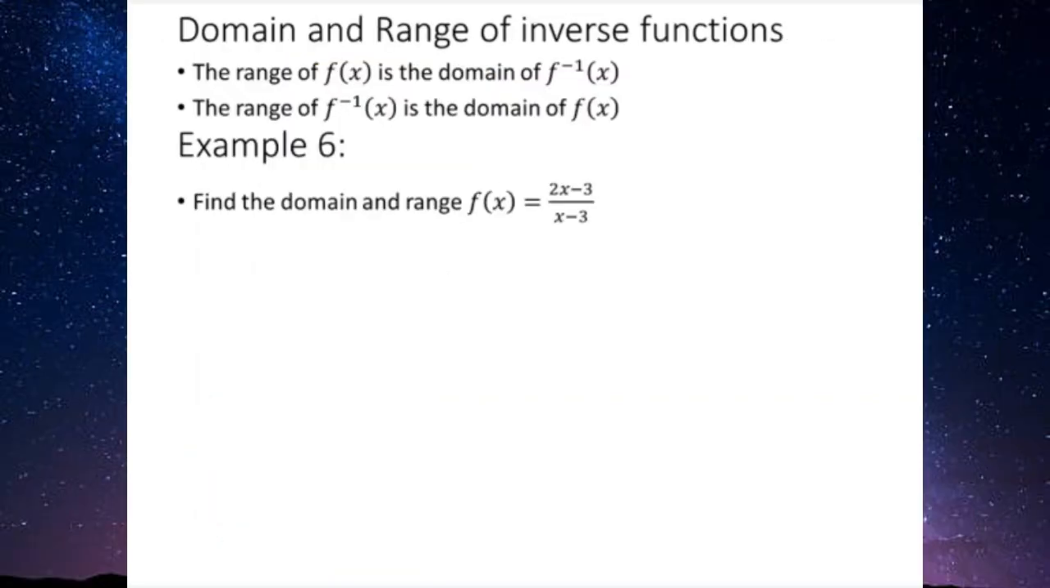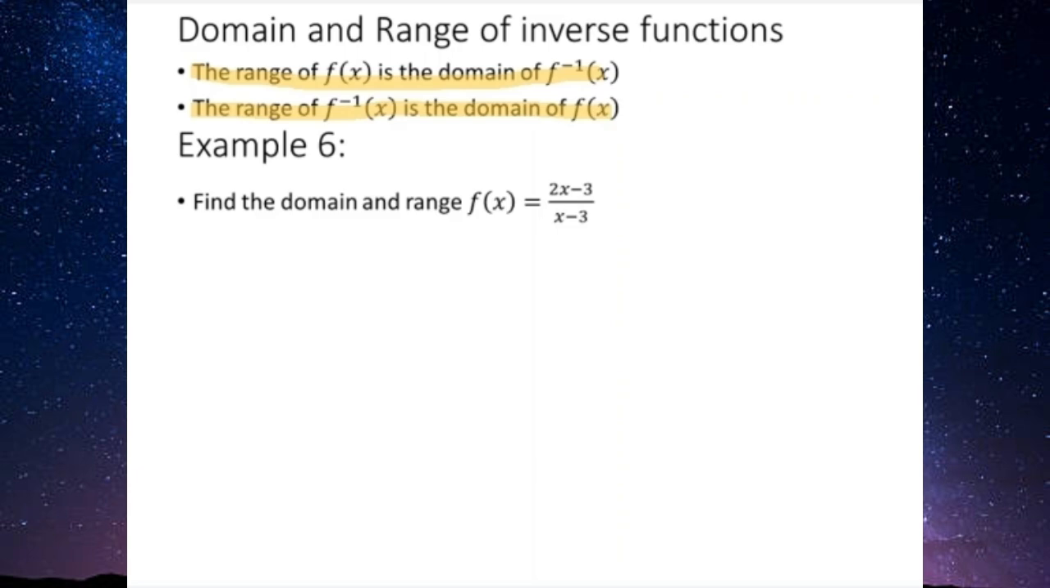Thanks to the relationship between functions and their inverses switching x and y components in their ordered pairs, we have the following relationship between the domain and ranges of a function and its inverse. The range of a function f of x is the domain of f inverse of x. On the other hand, the range of f inverse of x is the domain of f of x. So to summarize, the domain of one function is the range of the other and vice versa.